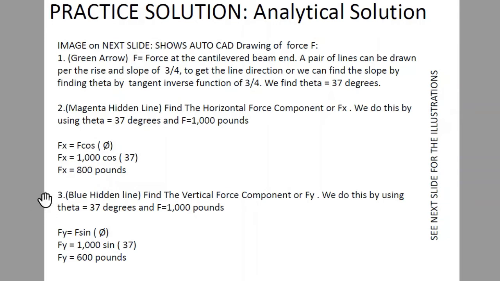And then you will see in blue hidden lines the vertical force component, or F of y. We will find this one by using theta is equal to 37 degrees and F is equal to 1,000 pounds. We use our function F of y is equal to F times the sine of theta, where F of y is equal to 1,000 times the sine of 37, and we find that F of y is equal to 600 pounds.